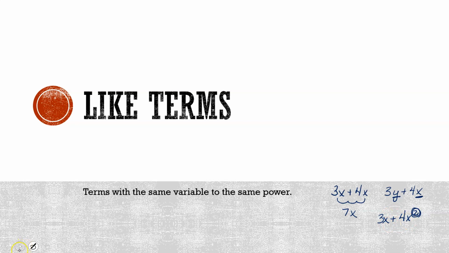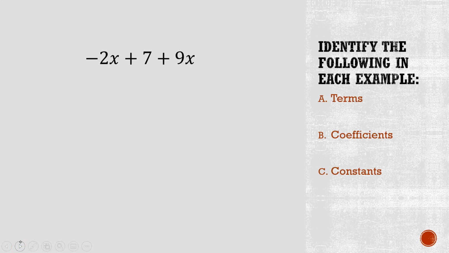All right, let's do some practice with this. The first one asks you to identify the following in each example. Just identify what are the terms, what are the coefficients, and what are the constants. So each one of these is a term. It includes the sign in front of it. So my terms are negative 2x, 7, and 9x. Those are the terms.